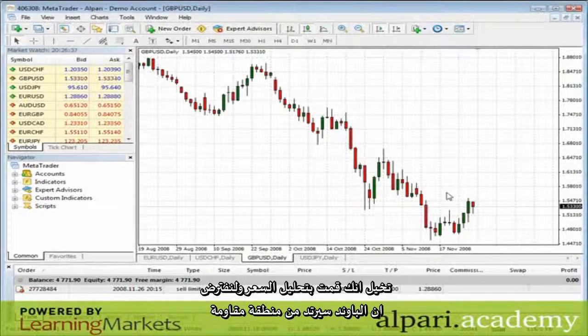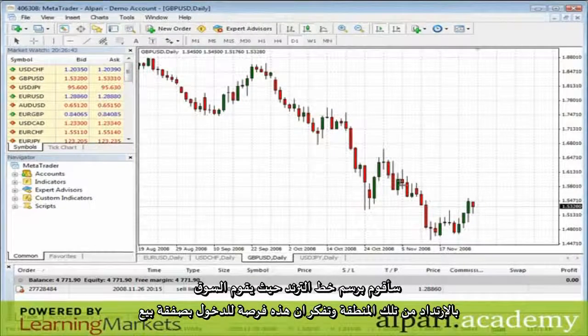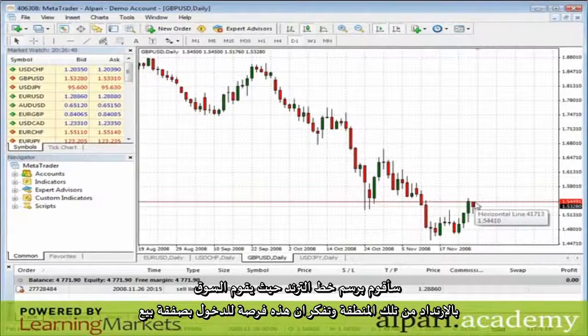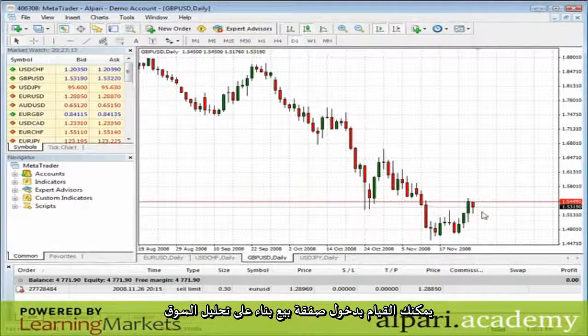Imagine that you've done this analysis and you're assuming that the pound is going to be bouncing off of a resistance level. I'm going to apply a little trend line here. As the market is bouncing off of that resistance level, you're inclined to think that this might be an opportunity to short the market. You can take action on that analysis by entering a new order.